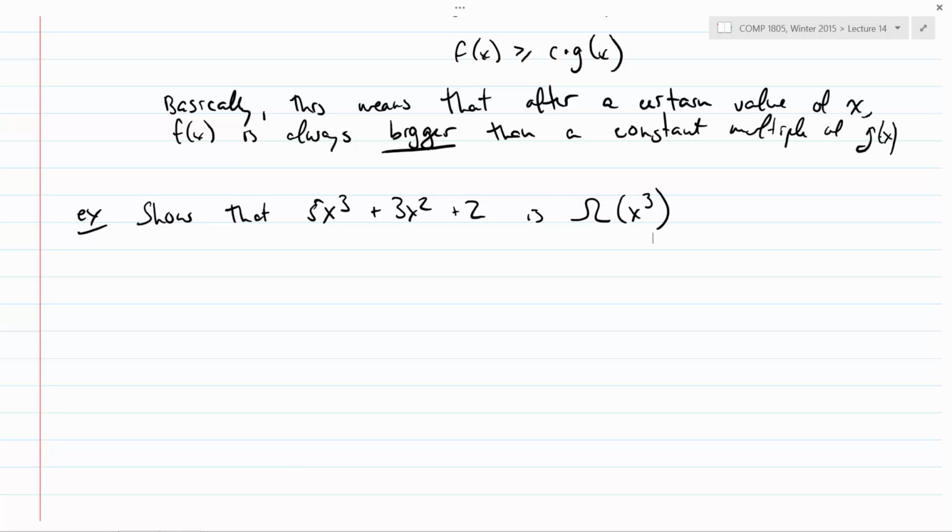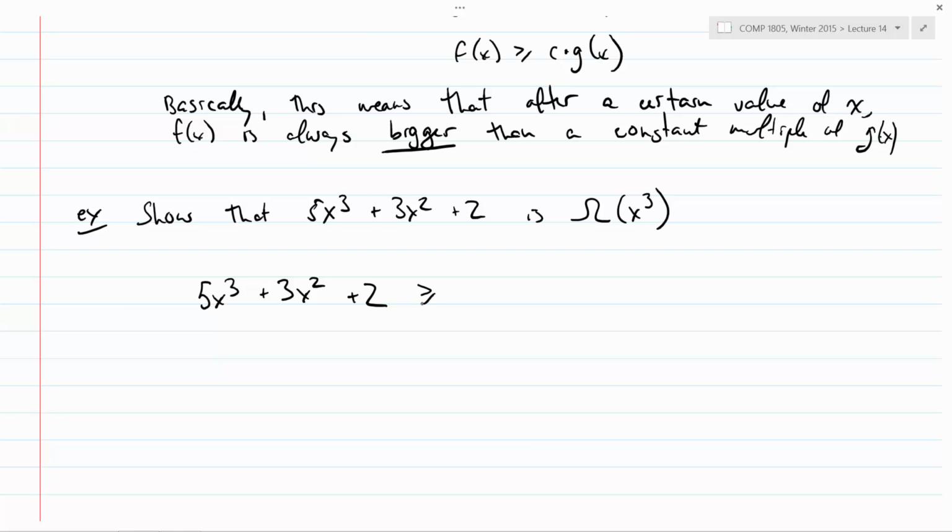All right. So, we want to show that 5x cubed plus 3x squared plus 2 is omega of x cubed. So let's do that. Again, we want to prove an inequality, and the way you prove an inequality is you start on one side and work to the other. So 5x cubed plus 3x squared plus 2. And now my inequality goes in the other direction. So I want to write down something that's smaller than the thing on the left. And my goal is to get to some constant times x cubed.